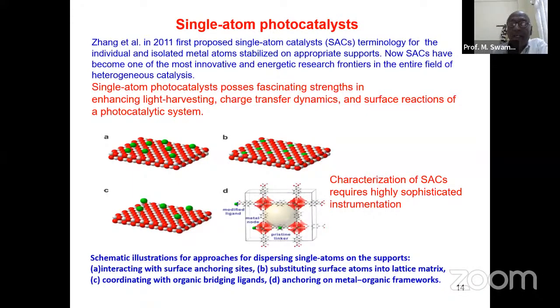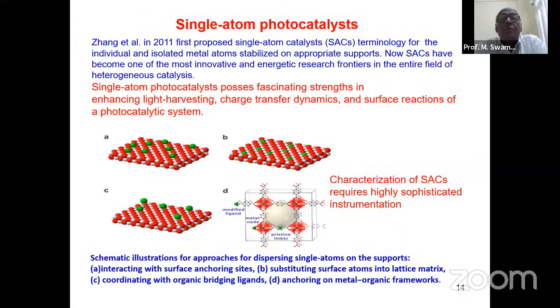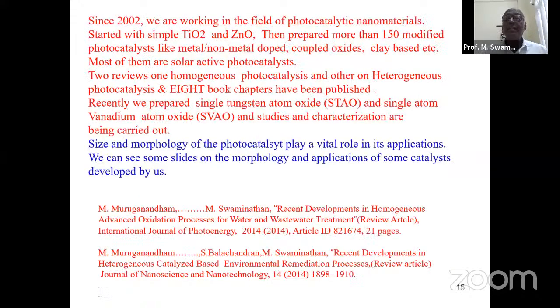But actually, even after the preparation, the characterization requires sophisticated instrumentation for the single atom photocatalyst. Since 2002, we have been working in the field of photocatalytic materials. We started with simple TiO2 and zinc oxide. Later on, we prepared more than 150 photocatalysts, metal or non-metal doped or coupled oxides, all these things. Two reviews have been published recently, and some book chapters.